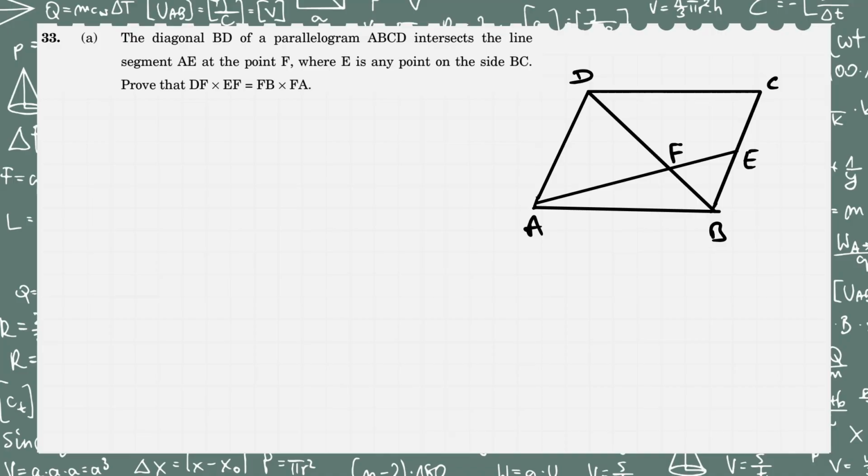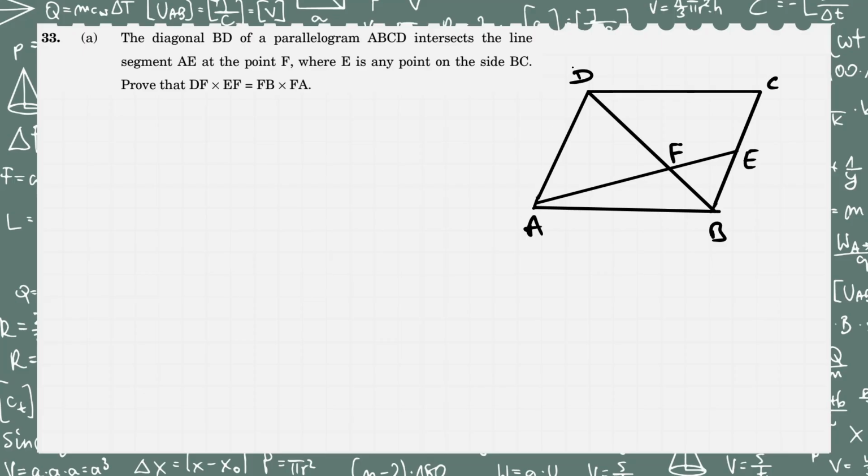The diagonal BD of a parallelogram ABCD intersects the line segment AE at the point F, where E is any point on the side BC. Prove that DF multiplied by EF is equal to FB multiplied by FA.